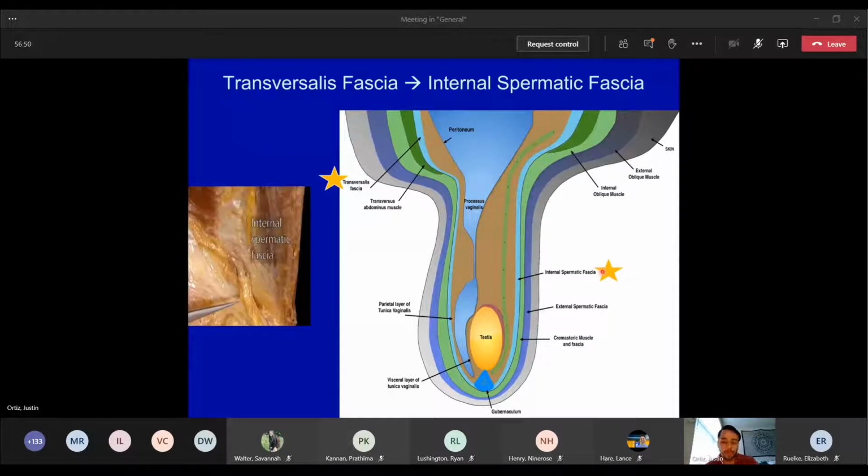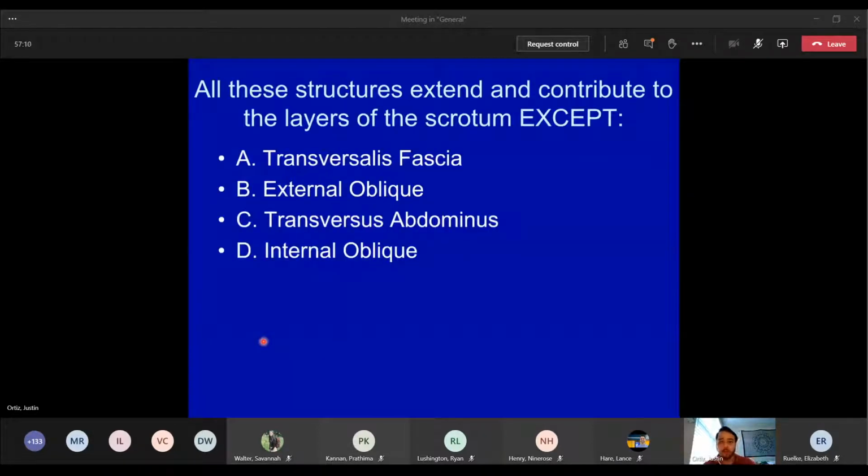is going to be one of the deeper layers of the scrotum, right? And the spermatic cord. So again, in order to get this cadaveric image, this internal spermatic fascia, they had to have removed the external spermatic fascia and then the cremaster muscle / fascia as well in order to see the internal spermatic fascia, right? Okay, so all of these structures extend and contribute to the layers of the scrotum except which? A, B, C, or D?